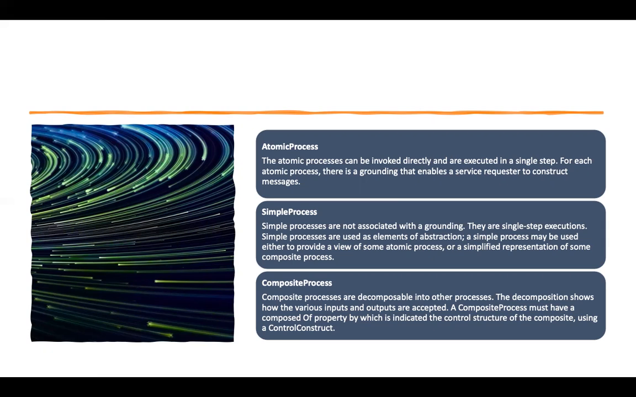Composite processes are decomposable into other processes. Their decomposition shows how the various inputs and outputs are accepted. A composite process must have a composedOf property, by which the control structure of the composite is indicated.